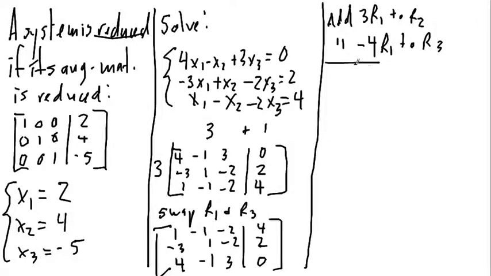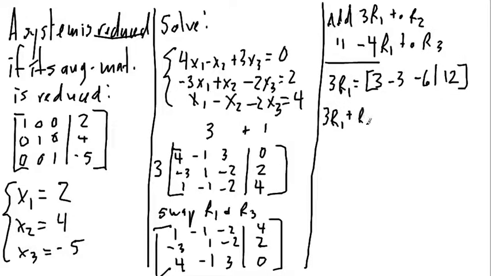Now let's do this computation carefully. 3 row 1 is equal to 3, -3, -2 times 3 is -6, and 4 times 3 is 12. So when I take 3 row 1 and add it to row 2, what do I get? 3 minus 3 is 0, -3 plus 1 is -2, -6 minus 2 is -8, and 12 plus 2 gives me 14. So that's my new row 2.